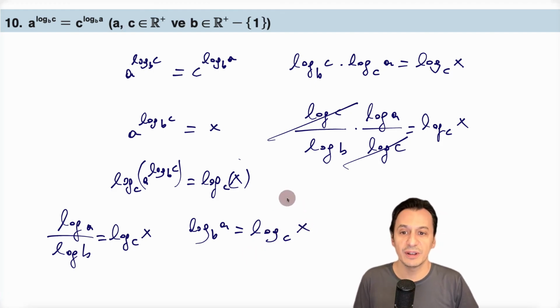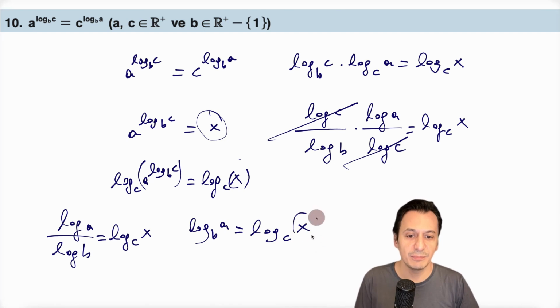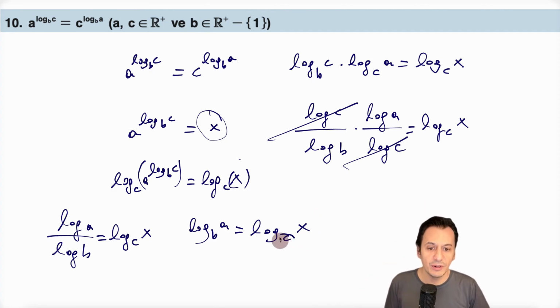What was I trying to find? Look, I had said x. I'm trying to find x. So now, again, I'm using the definition of logarithm. What does this mean? So I'm going to make this the base. I'm going to make this the exponent. And I'm going to say it equals this.